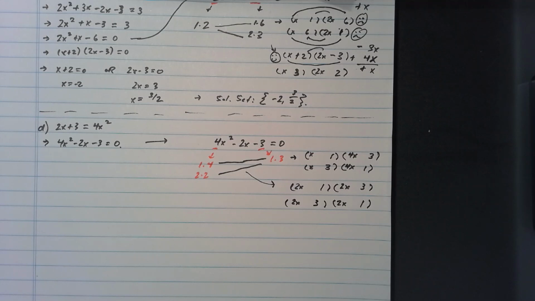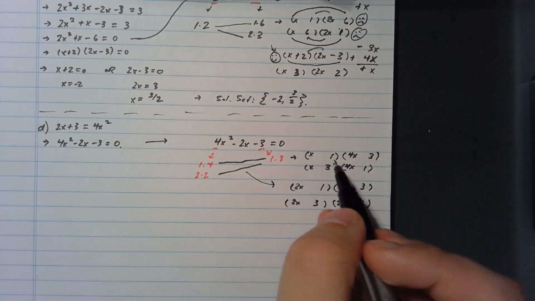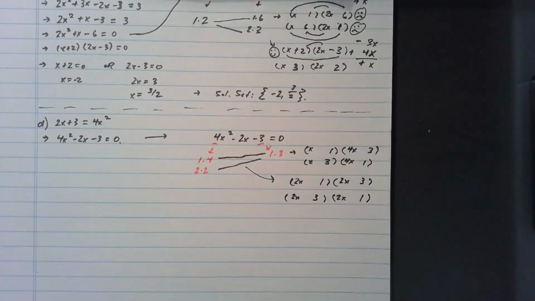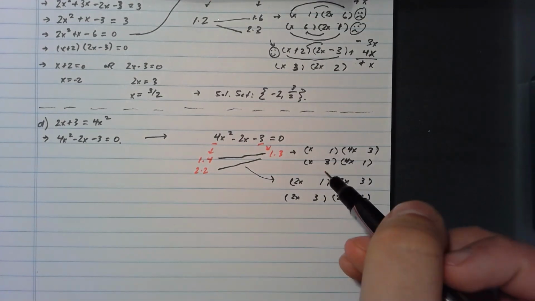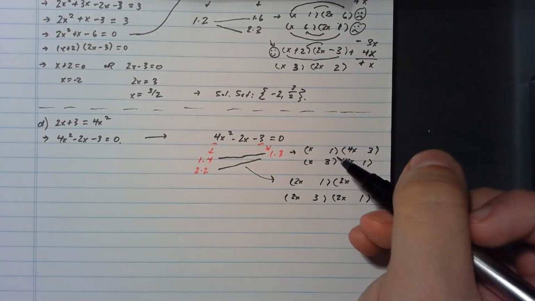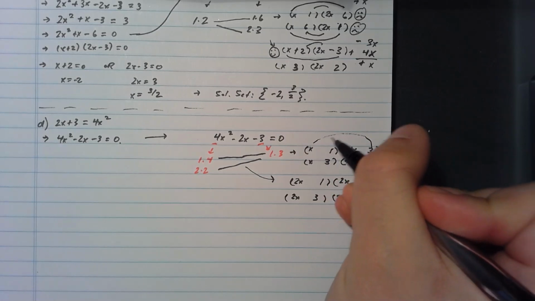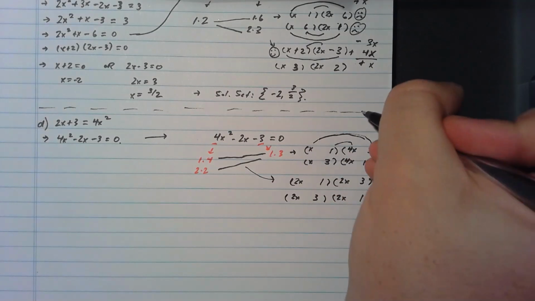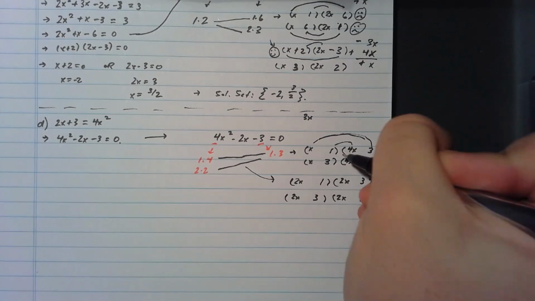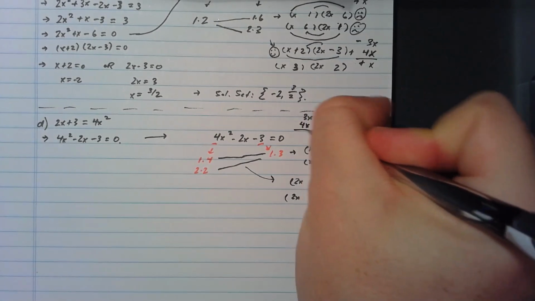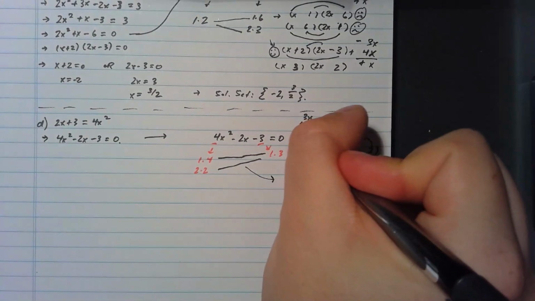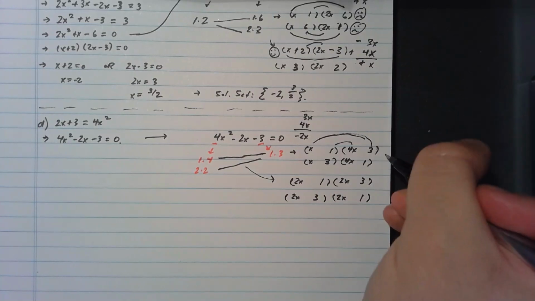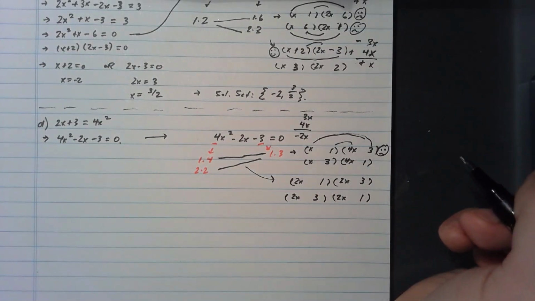Now I just got to do the same thing I did in the previous one. I got to look and see which outside-inside combination gives me negative 2x, if it exists. Okay, let's go do each one. So this is going to be x times 3, and this is going to be 1 times 4x. X times 3, that's 3x. 1 times 4, that's 4x. Do they add together to give me negative 2x? No. That's not going to work. That's no good.